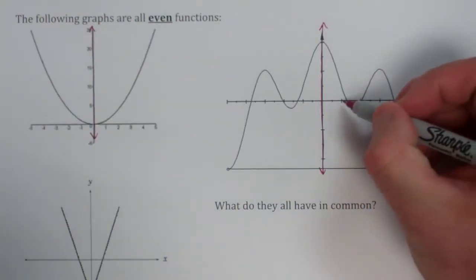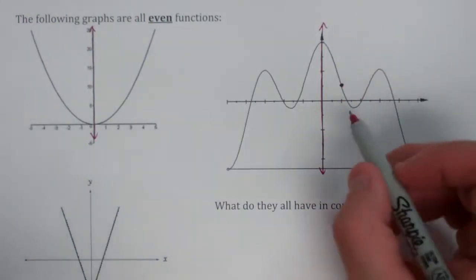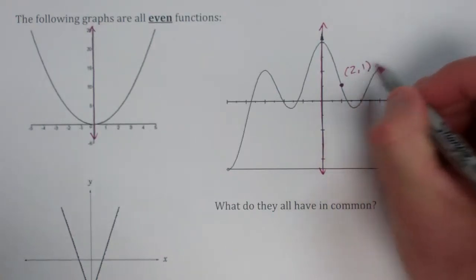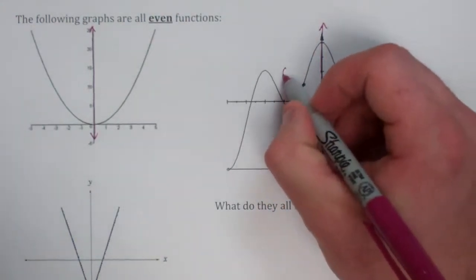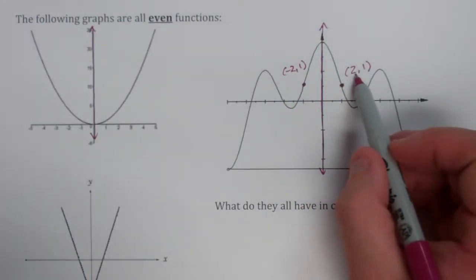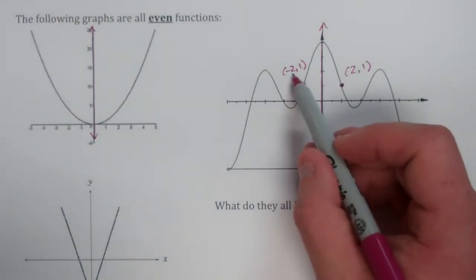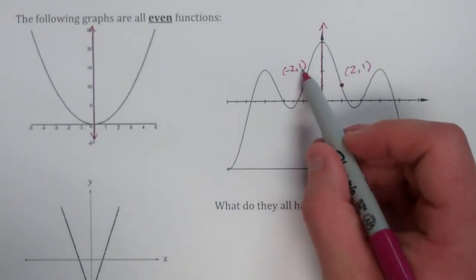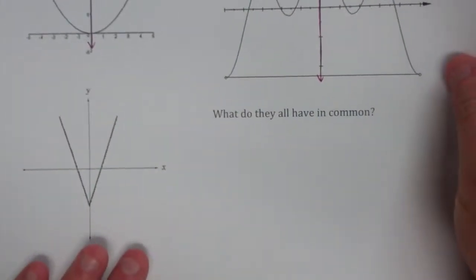Let's say you had a point that's at 2, maybe 1. The point -2, 1 also must be a point on the graph. So for every x value and its corresponding y value, there is also a point with that negative x value and the same y value. Let's see if that holds for this next one.